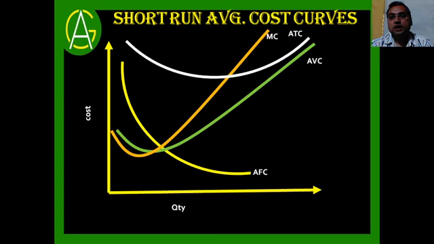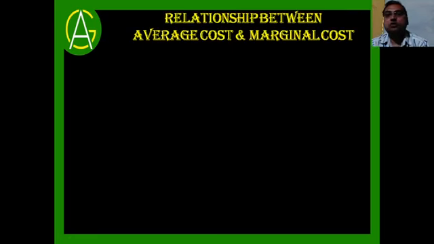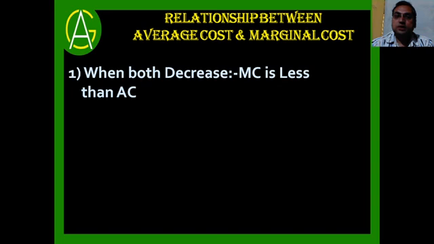Three relations are there. First, the relationship between average cost and marginal cost. Do remember these 3 points. These are very much important points. The first relation is when both decrease. Both means marginal cost and average cost. When both of them are decreasing, at that time marginal cost is less than average cost.